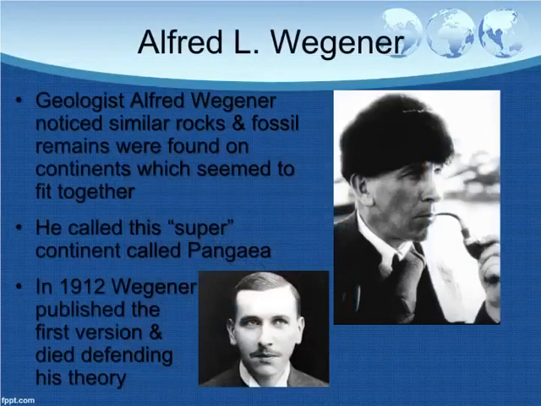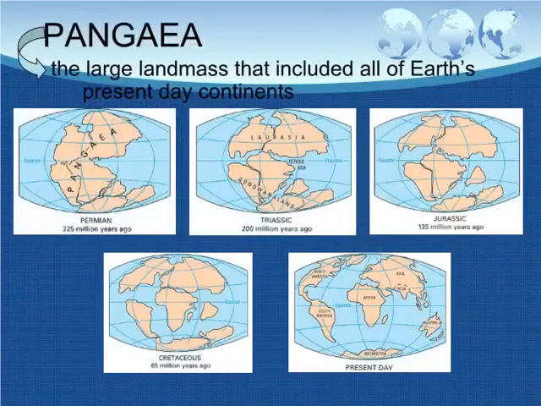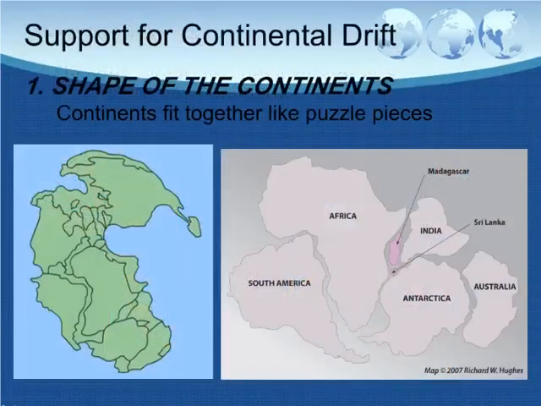Geologist Alfred Wegener noticed similar rocks and fossil remains were found on continents which seemed to fit together. He called this supercontinent Pangaea. In 1912, Wegener published the first version of his theory and died defending it. The shapes of the continents fit together like puzzle pieces.